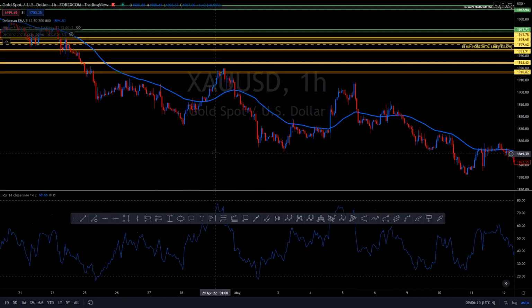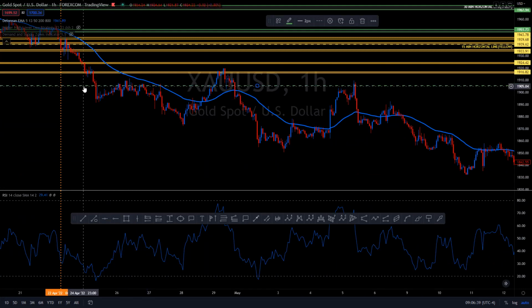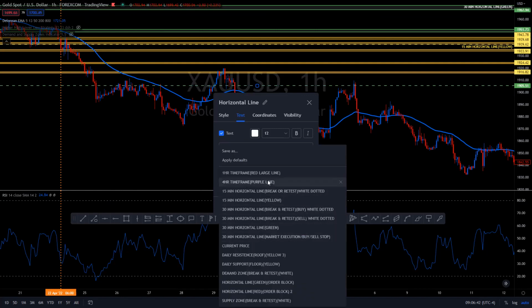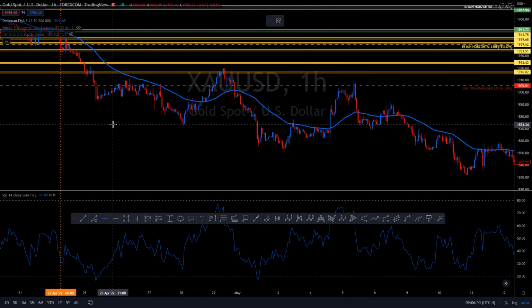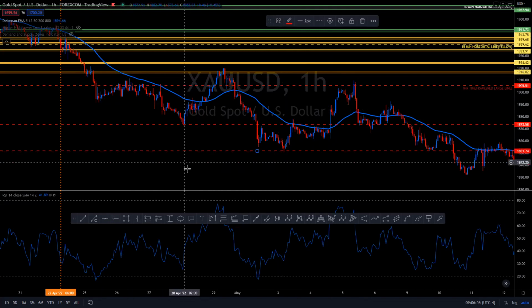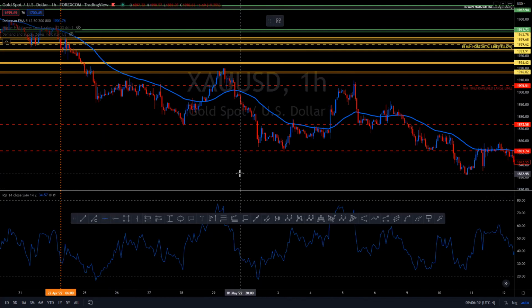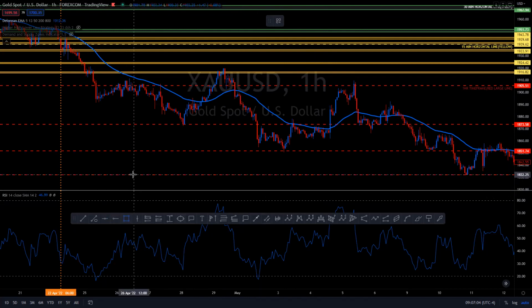So now we're on the 1 hour. So price came down. We can see there was a valid supply zone up here. Let's change this to red. And then ultimately went down to this demand zone down here. And then there was another demand zone down here, as well as down here. So I'm going to draw zones on these.